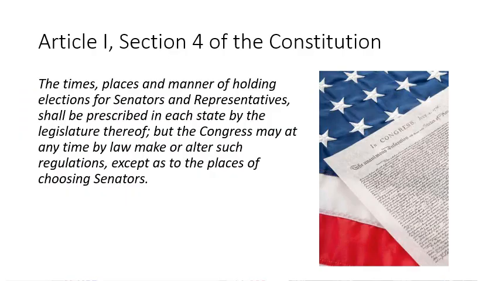I want to start with Article 1, Section 4 of the Constitution. It sets out the basic rules, which are very simple. So the times, places, and manner of holding elections for senators and representatives shall be prescribed in each state by the legislature thereof, but the Congress may at any time by law make or alter such regulations, except as to the places of choosing senators. So the states have the basic job of making the rules, but Congress can come along later and change those rules. And you'll see that's what Congress has done.